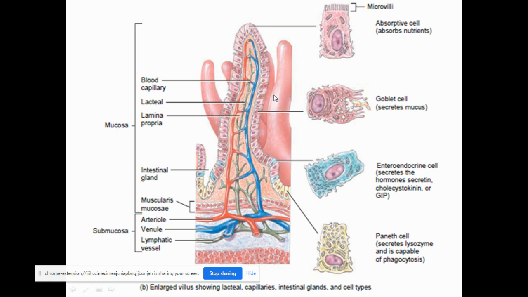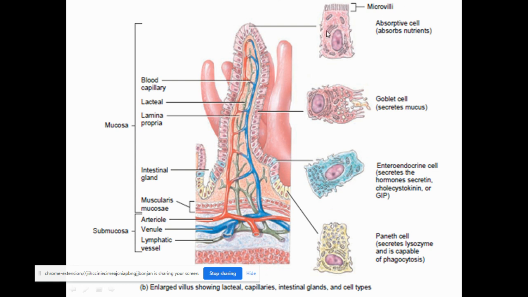Now let us look at the structure of the microvilli. The outermost epithelial cells are made up of simple columnar epithelial cells. They contain many different types of cells. Number one is the absorptive cell. The tip of the absorptive cell contains the hair-like structure called the microvilli. There are around 200 to 300 million microvilli present in 1 square millimeter.